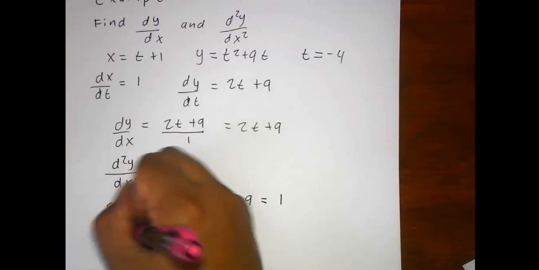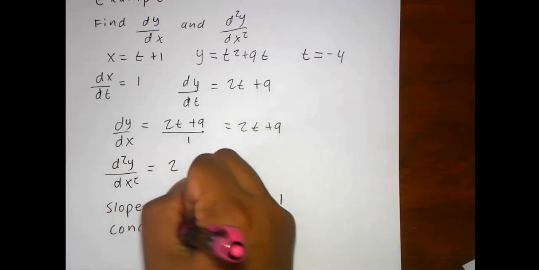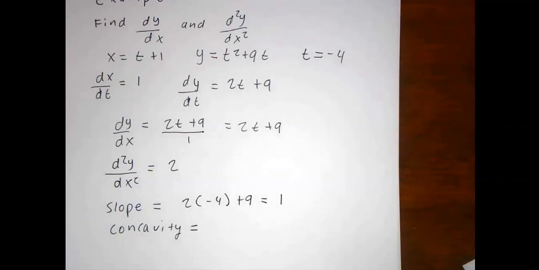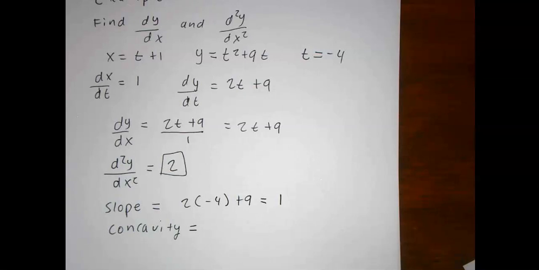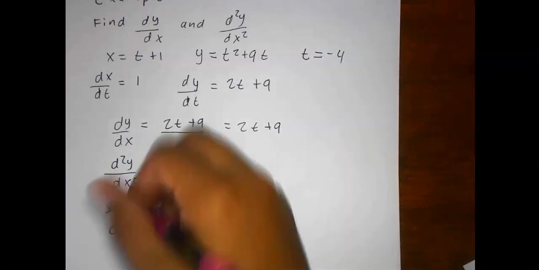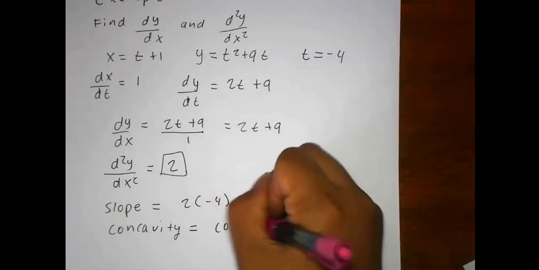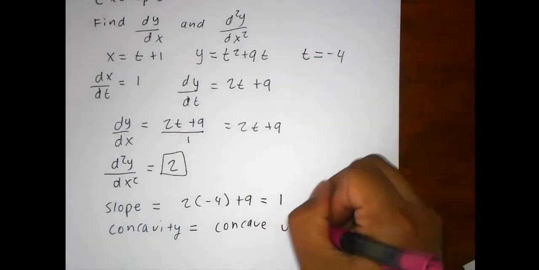It's also going to ask about concavity. Concavity from calculus 1: put it in the second derivative. If the second derivative is positive, it's concave up. If the second derivative is negative, it's concave down. If it's 0, then it doesn't have a concavity, and it's an inflection point. But right now, we're talking about concavity. In this case, the second derivative is positive. I cannot plug in the negative 4. So in this case, it is going to be concave upward.